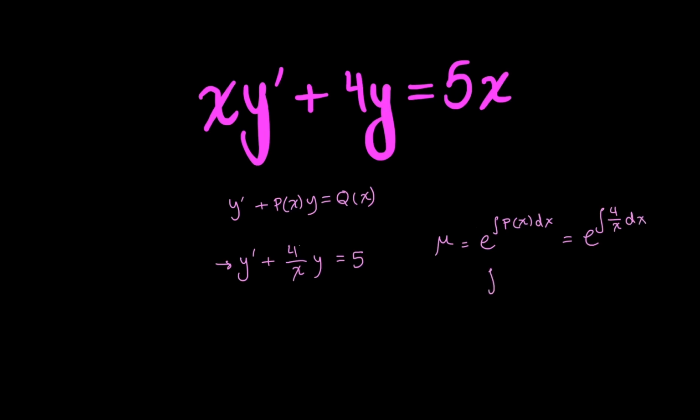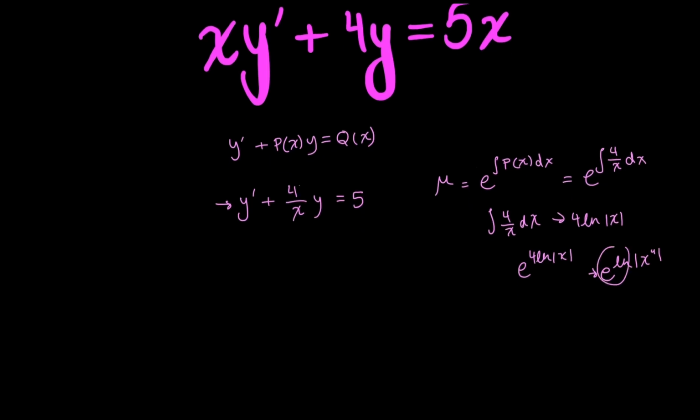Let me just blow up this integral to see what it is. Integrating 4 over x dx is very simple. It's just 4 natural log of x. And this is all raised, it's e to the power of all that, so e to the power of 4 ln x. Using my log rules, I could rewrite this as e to the power of natural log x to the power of 4. And now, using another log rule, I know that this kind of goes away, so I'm left with x to the power of 4. And that's my integrating factor.